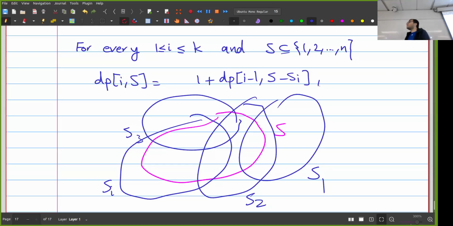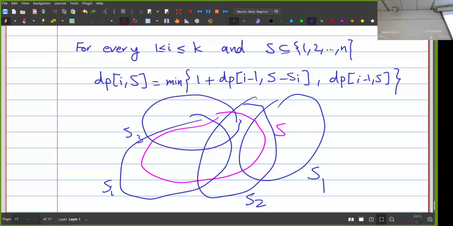Or I'm not taking the last subset. I'm not taking Si into my solution, which means that I have to cover all of S with the first I-1 subsets. So that would just be dp of I-1, S. And again, of course, I want to do minimum because I want to choose as few subsets as possible. Now, what is the runtime here? I mean, you can see that this is just the minimum of 2 things. So I'm spending O(1). The question is, how many subproblems do I have?